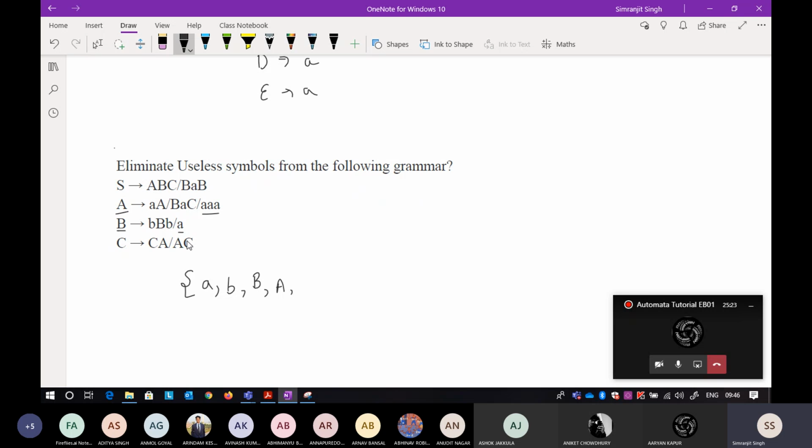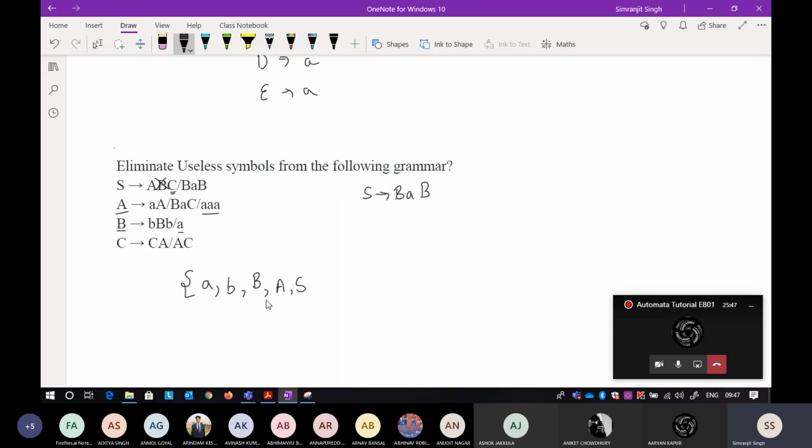So first one, A is there, B is there, but C is not a part of the useful symbol set. So you can eliminate this production. I do not need this one. B is there, A is also there, B is also there. So that will be a part of this production. So BAB, the production is deriving all the useful symbols. So you include this also in the set.